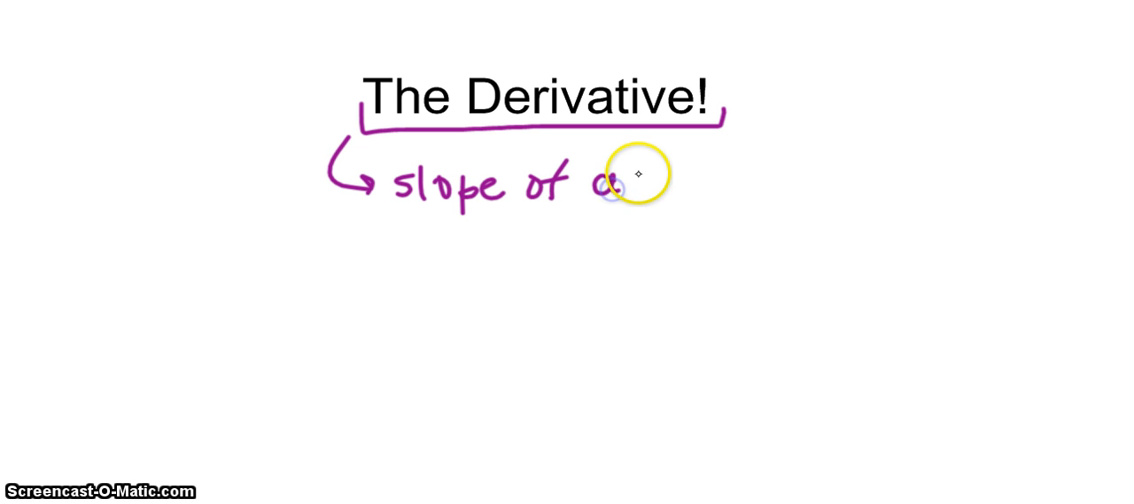All right, the moment you've all been waiting for, our first endeavor into officially talking about the derivative within calculus. So, derivative is going to represent the slope of a curve. It also is going to represent the slope of the tangent line.